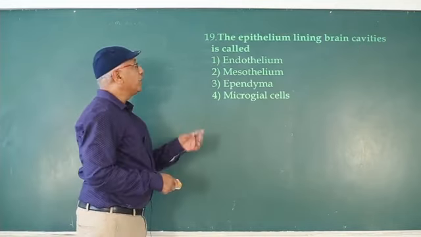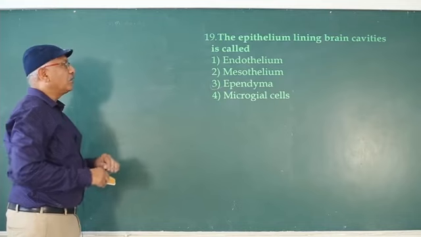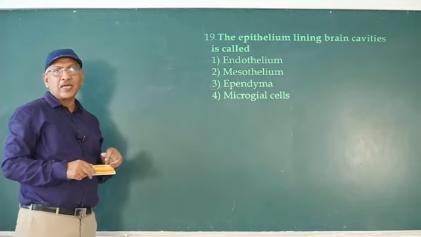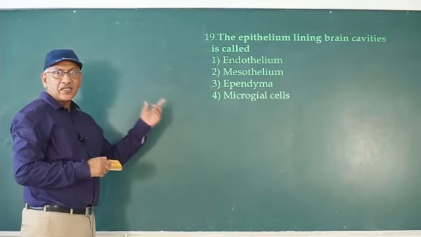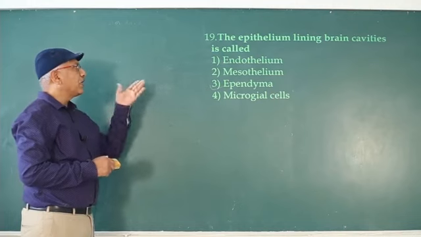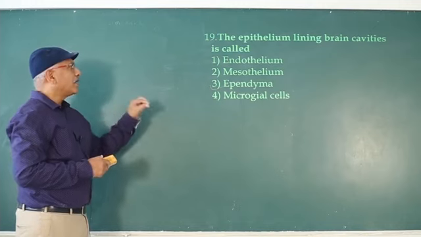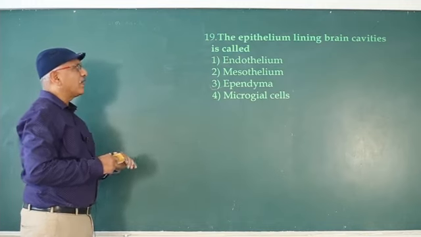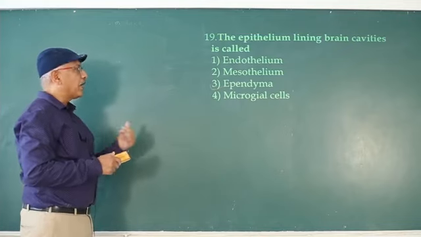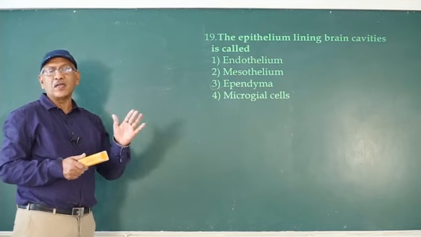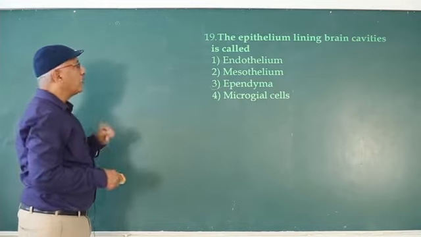The epithelium lining brain cavities is called ependyma. Ciliated columnar cells form the lining of the cavities of the brain. The first and second cavities, known as paracoels, are present in the cerebral hemispheres. The third cavity is present in the diencephalon. The fourth cavity is present in the medulla oblongata. The cavity of the spinal cord is known as the central canal. They are lined by ciliated columnar cells, known as ependymal cells. Due to movement of cilia, they help in the movement of cerebrospinal fluid.